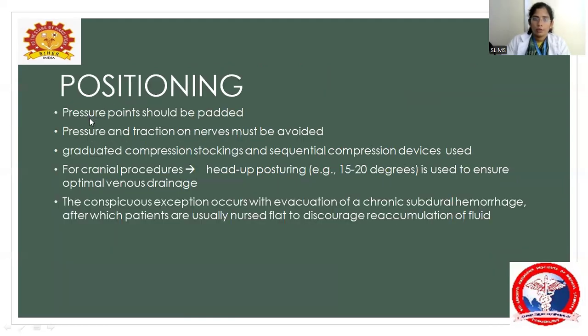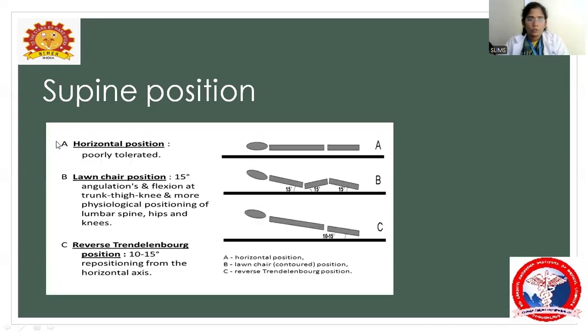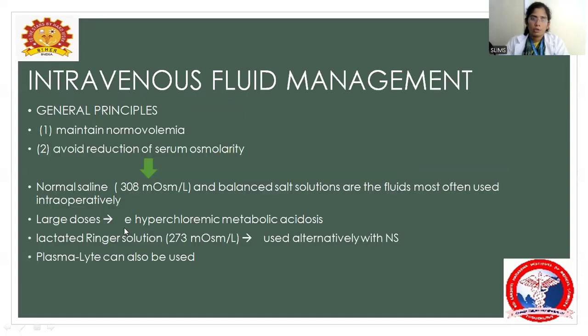So positioning, pressure points should be padded. Pressure and traction on nerves must be avoided. Graded compression stockings and sequential compression devices can be used. For intracranial procedures, head-up positioning is used to optimize venous drainage. The conspicuous exception occurs with the evacuation of chronic subdural hemorrhage, after which patients are usually nursed flat to discourage reaccumulation of fluid. Okay. So, what are the positions available? Horizontal position, lateral position, reverse Trendelenburg position.